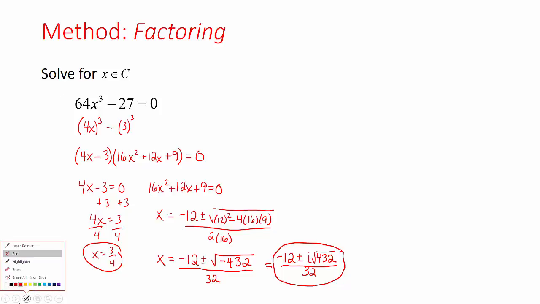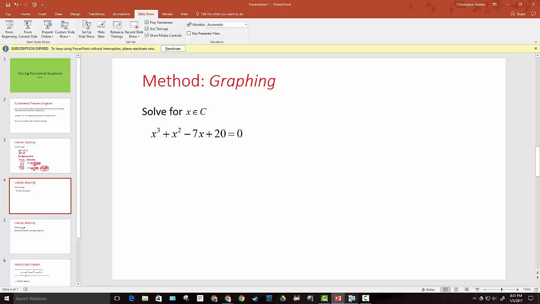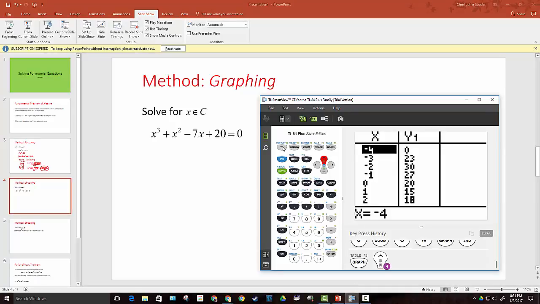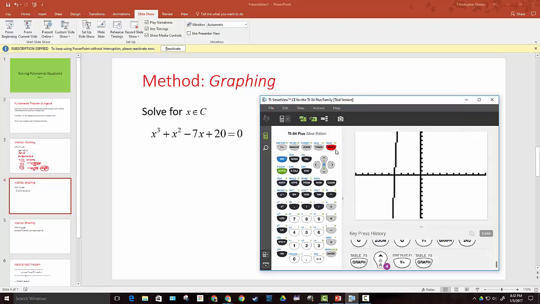On to the next method. For our second method, we're going to use our graphing calculator to help us find some answers. Maybe we can find all 3 answers, or maybe we can't. We're actually going to graph that in our calculator, and you'll see that's right here. I went into y equals, and I put the left side of the equation in already, and I hit graph, and I can see the graph.